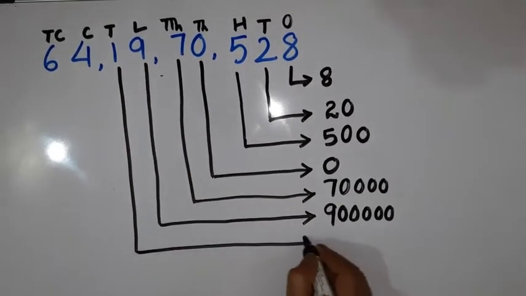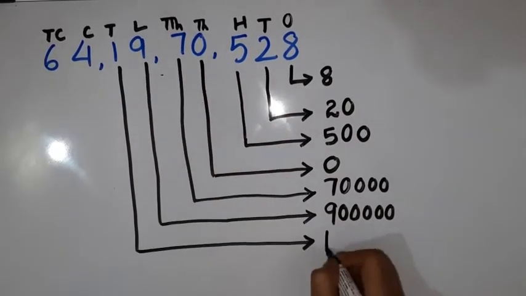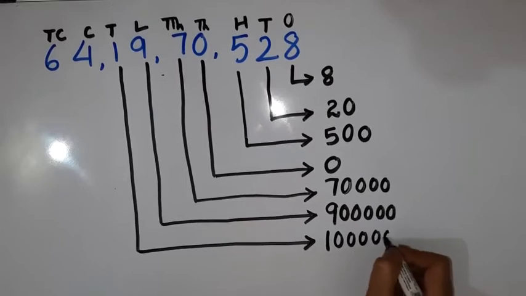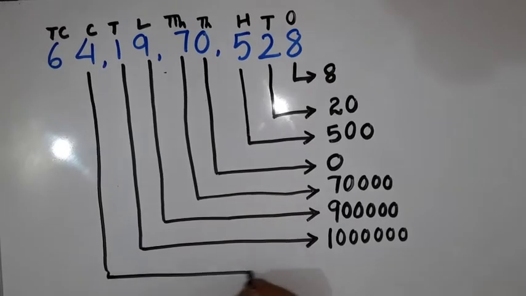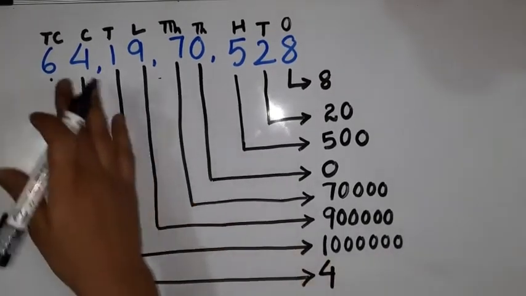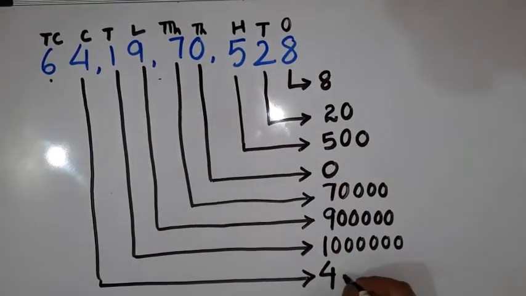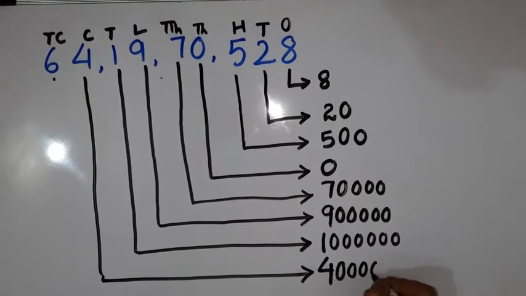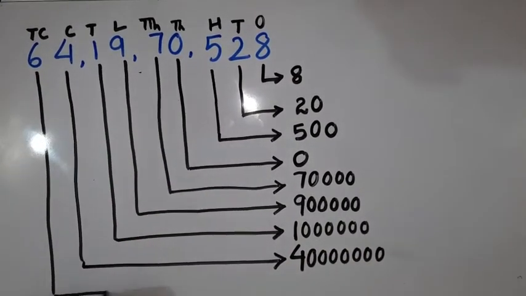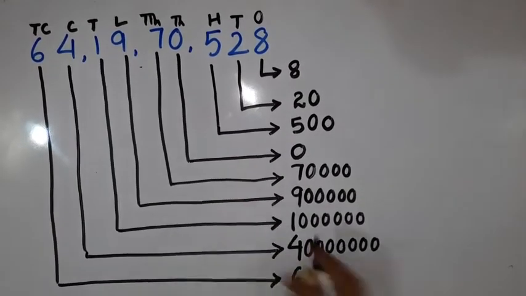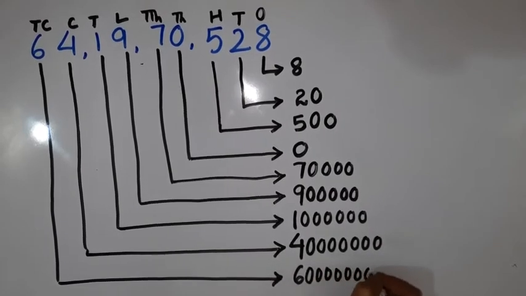Then we have 1. It is in 10 lakhs place and we have 6 digits after 1. So we write 1, 1, 2, 3, 4, 5, 6. Then we have 4 in crores place. As 4 is in crore place, we have 7 digits after 4. So we'll put 7 zeros. 1, 2, 3, 4, 5, 6, 7. Finally, we have 6. So after 6 we have 8 digits. So 1, 2, 3, 4, 5, 6, 7, 8.